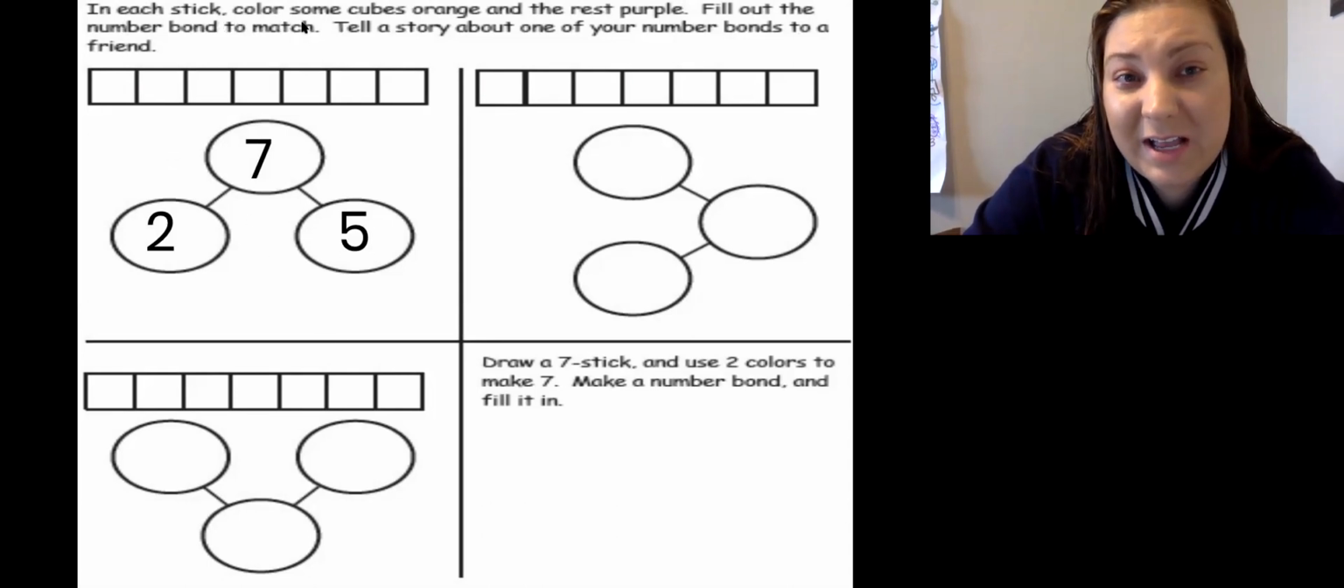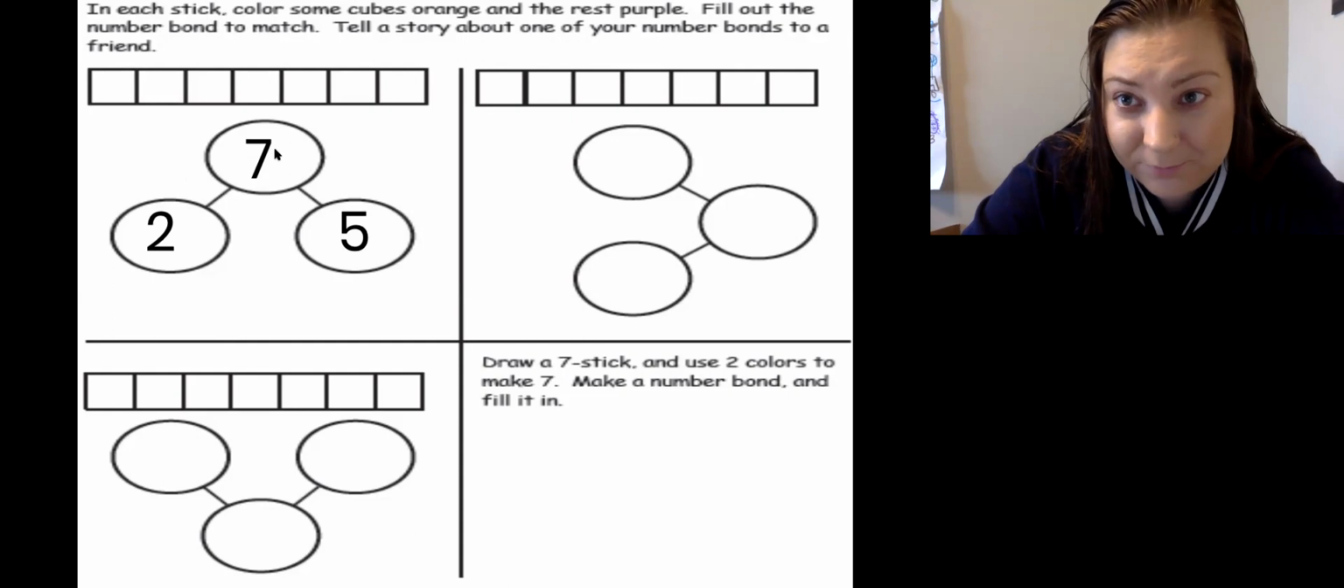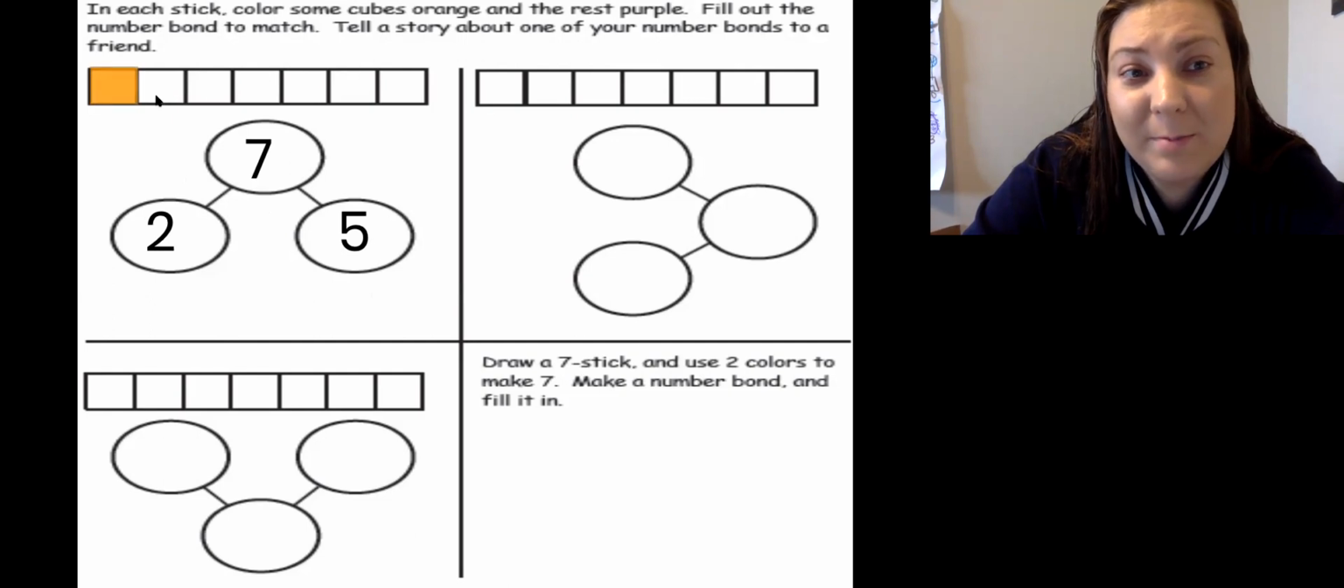In each stick, color some cubes orange and the rest purple. Fill out the number bond to match. Tell a story about one of your number bonds to a friend. So I created a number bond. I said, 7 friends got together. 2 of them were boys and 5 of them were girls. So I need to color in 2 to represent my boys. So I'm going to color them orange. And now I'm going to color in 5 to represent my girls.